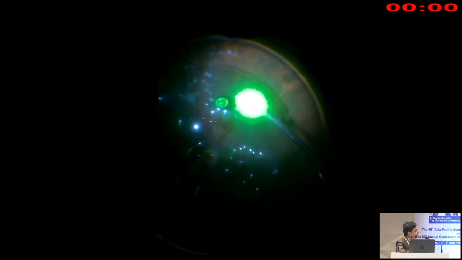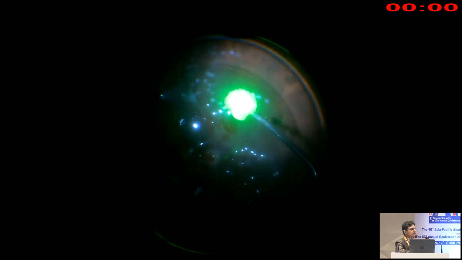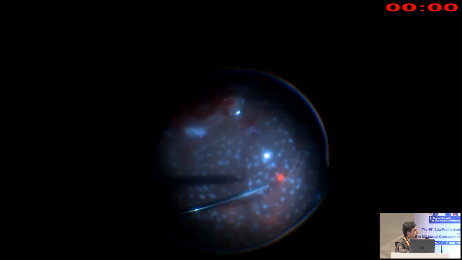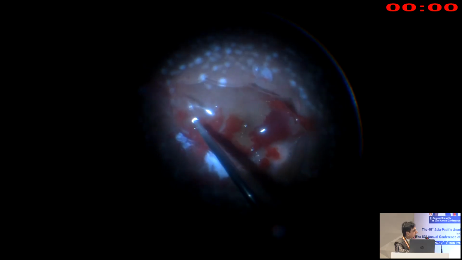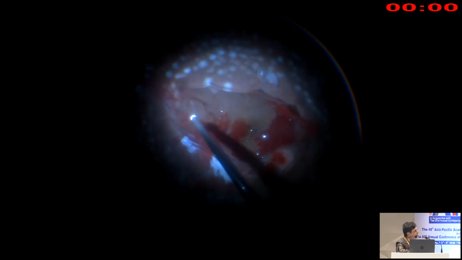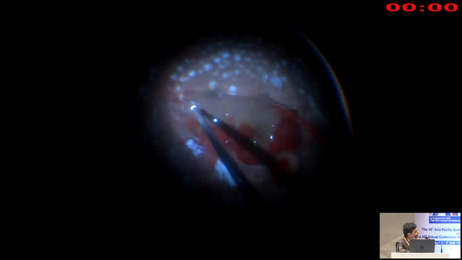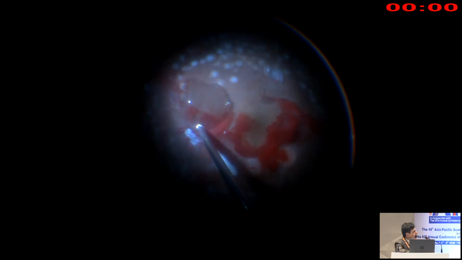So just proceeding with the membrane dissection, I've completed it. Following that, I do a pan-retinal photocoagulation. Under PFCL, even the laser uptake is much better because it presses the retina against the RPE. Then this is followed by the removal of the PFCL bubble, and you can see that the retina is quite healthy. The bleeders are also less.